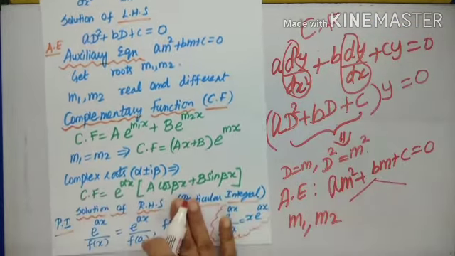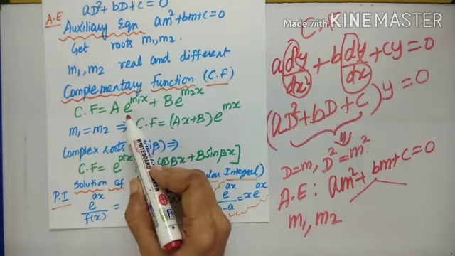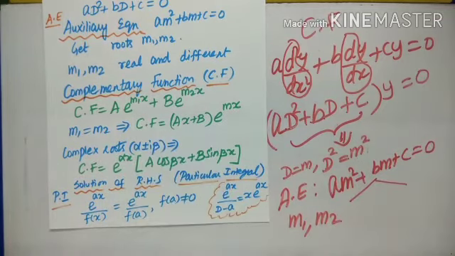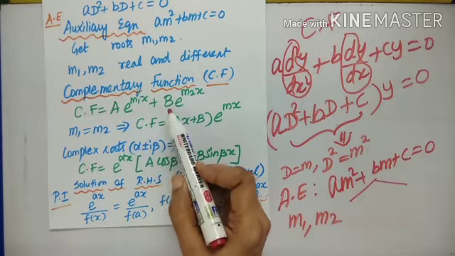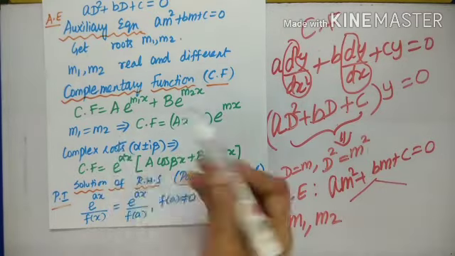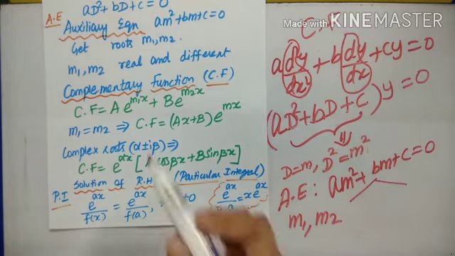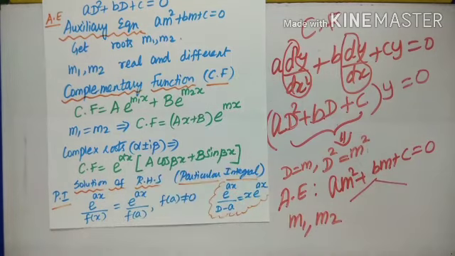So how do I write the complementary function? When the roots are different, a e power first root into x plus b e power the second root into x. The roots I can change and write also. Suppose 5, 7 is there, I can write 7, 5. There is no order in writing m1 and m2.